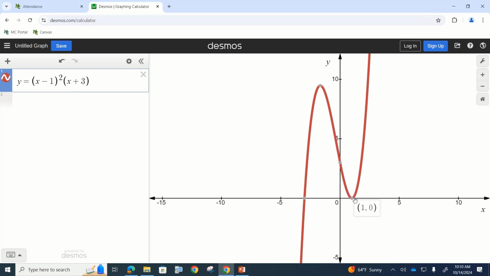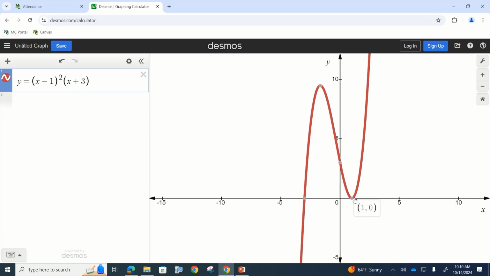That's what I mean. Do you guys remember root multiplicity? I'm saying that the multiplicity is 2 because of the exponent 2 right there. Okay? The other root happens at x equals negative 3.